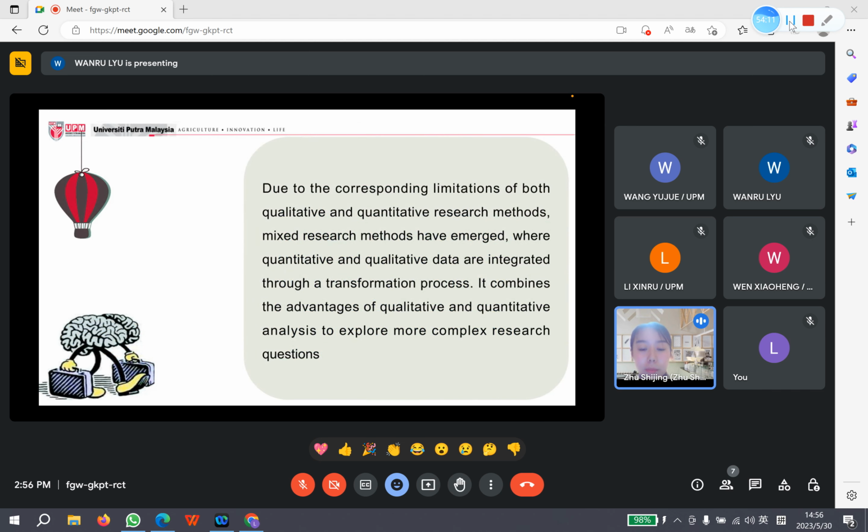Therefore, due to the corresponding limitations of both quantitative and qualitative research methods, mixed research methods have emerged, where quantitative and qualitative data are integrated through a transformation process. It combines the advantages of quantitative and qualitative analysis to explore more complex research questions. And next.